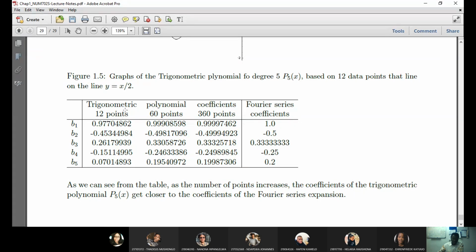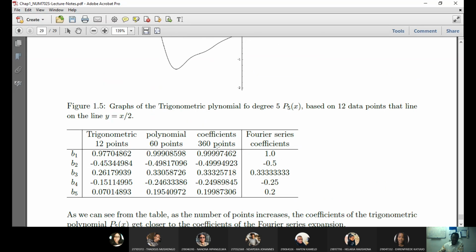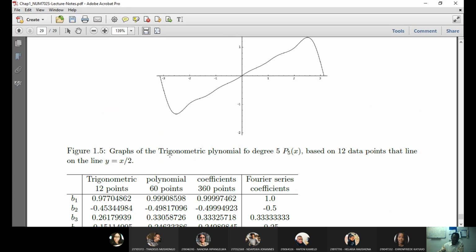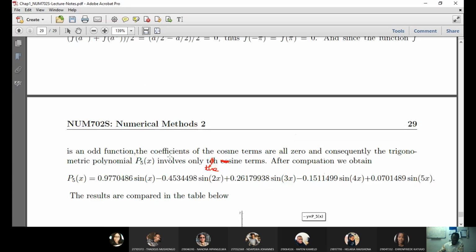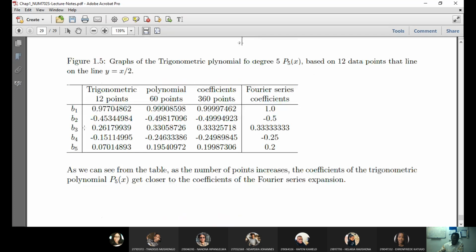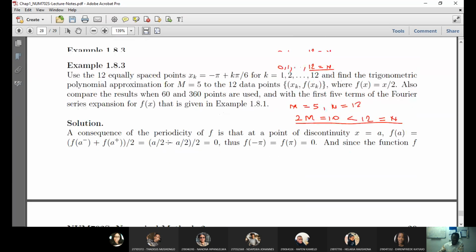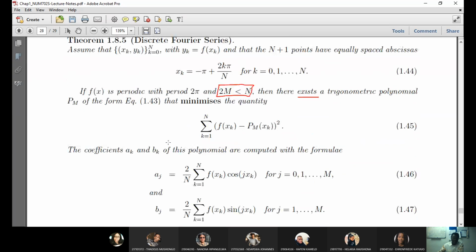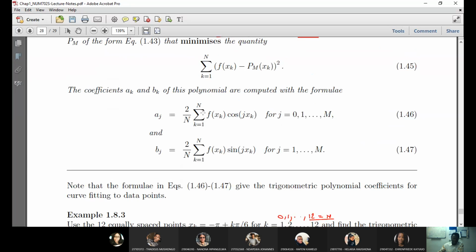Try to compute using 12 or 13 points, and then you take 60 points, 360 points. Of course, to do this, you will need a computer. You agree with me that with all these numbers of points you will not be able to compute this by hand. You just use the B: B1, B2, B3, B4, B5. And now to sum over all these points, you need to write Python code or MATLAB. Then you sum here.